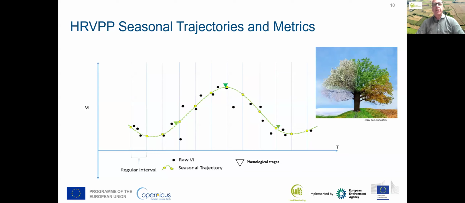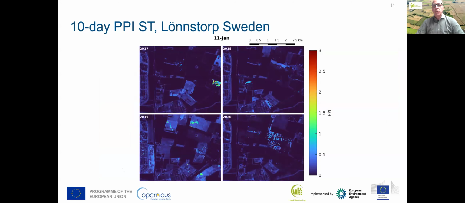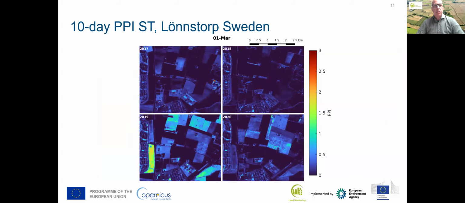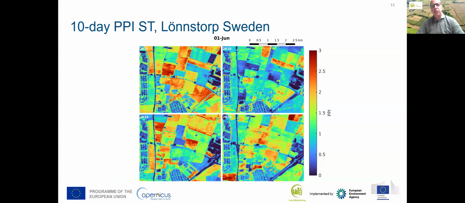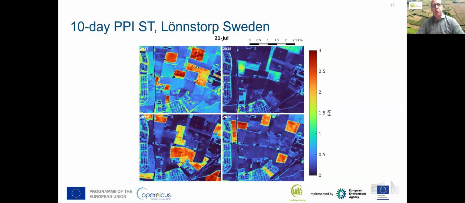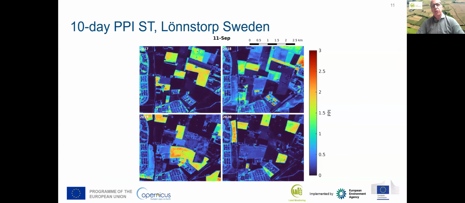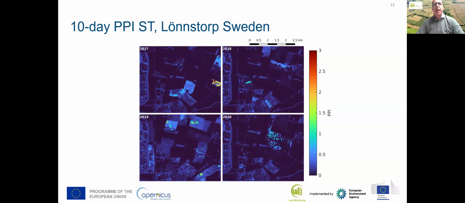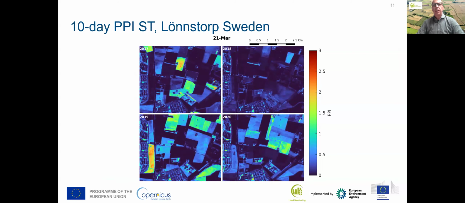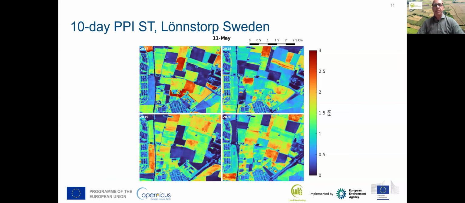And derived from that, like I said, the phenological stages, start of season, max season, end of season, etc., are being computed, which are the green arrows in this graph. This is just a small animation where you see the PPI seasonal trajectory every 10 days, where you see April, May, June, the values are becoming higher because it's summer in Sweden. And then from August onwards, you still see a couple of fields, typically agricultural fields, which are still active, and then going into December, January again, where there is little or no phenological stage.